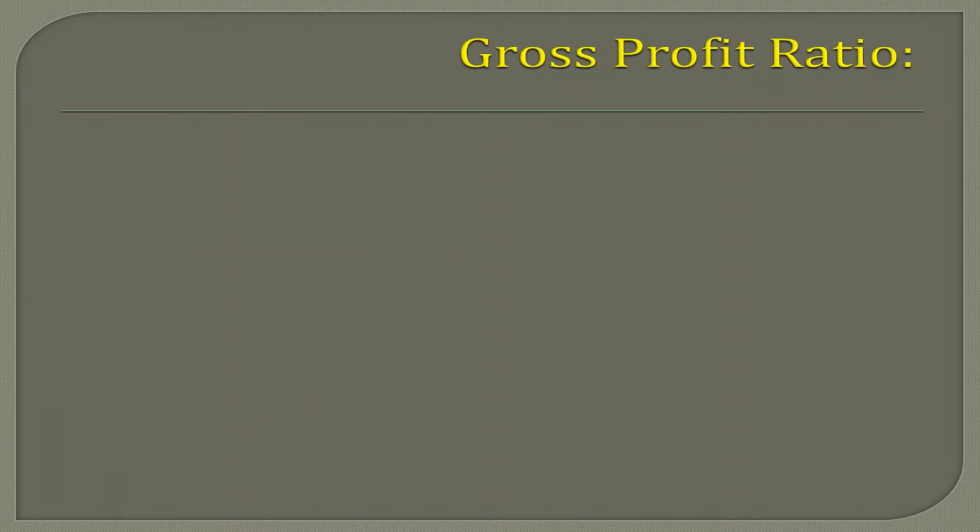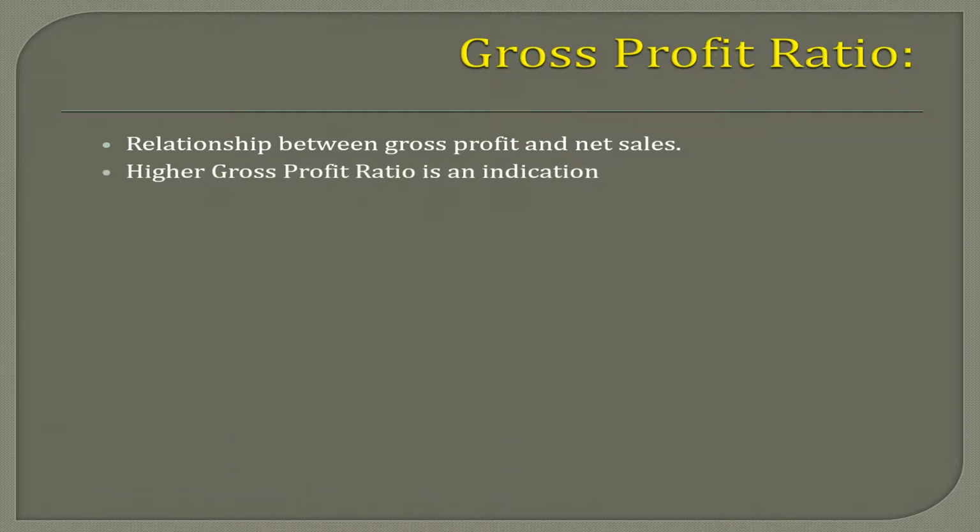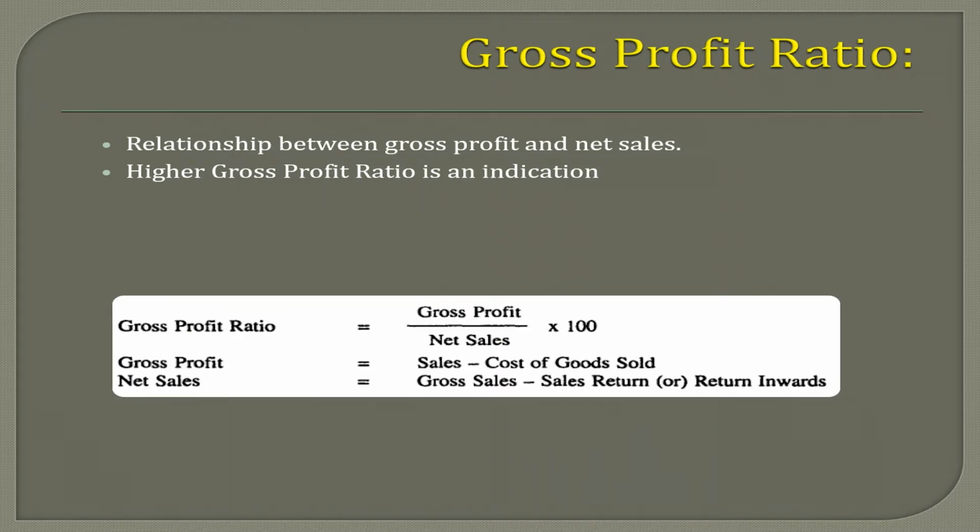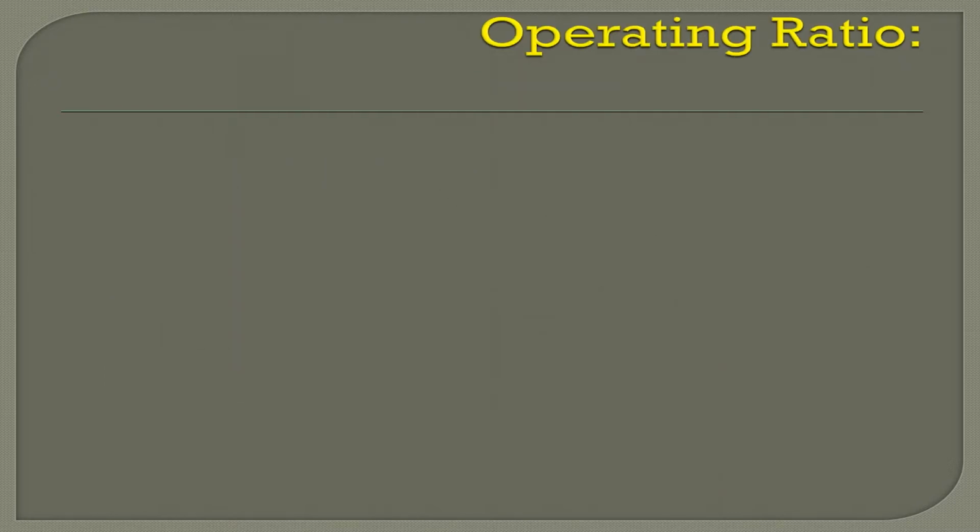Gross profit ratio establishes the relationship between gross profit and net sales. A higher gross profit ratio is an indication that the firm has higher profitability. Now, gross profit ratio is equal to gross profit upon net sales into 100. Gross profit is equal to sales minus cost of goods sold, and net sales is equal to gross sales minus sales return. Moving on to the second one, that is operating ratio.